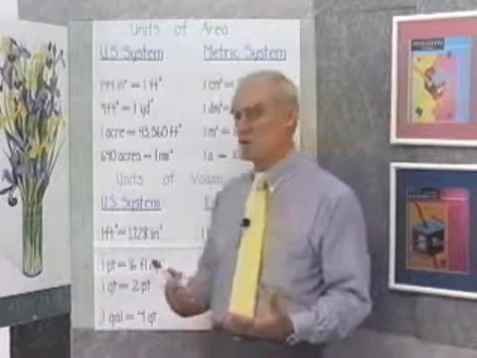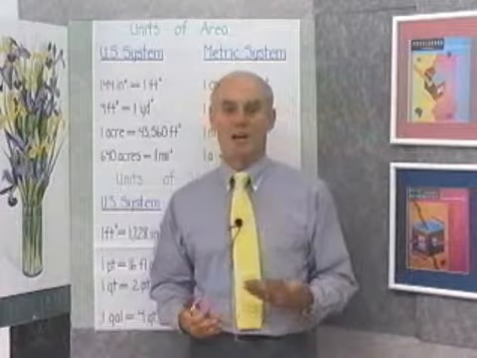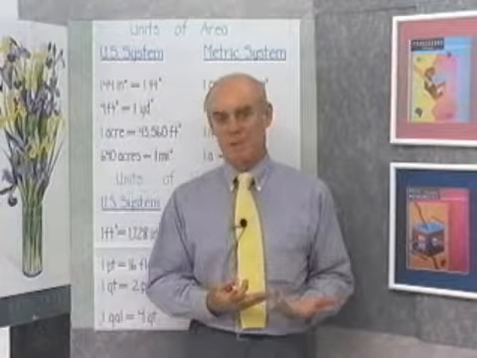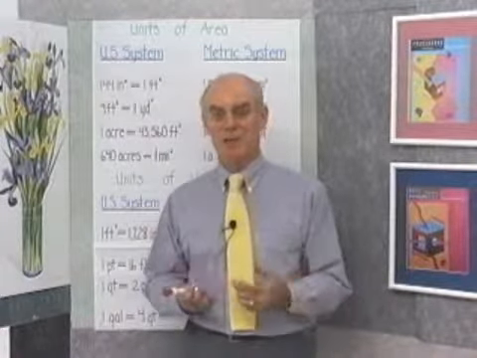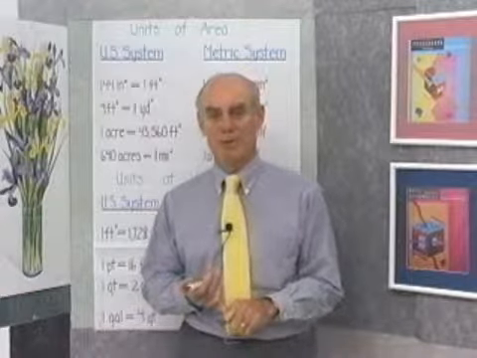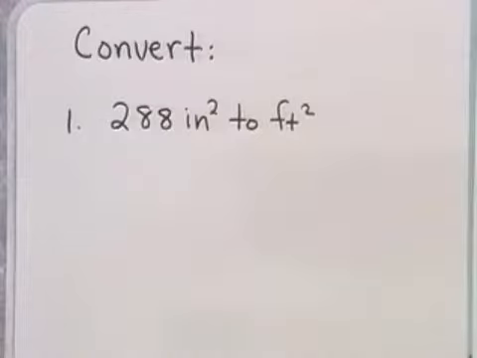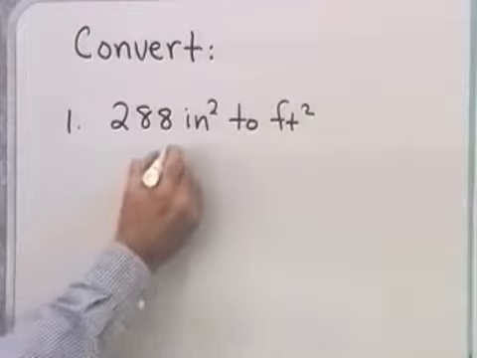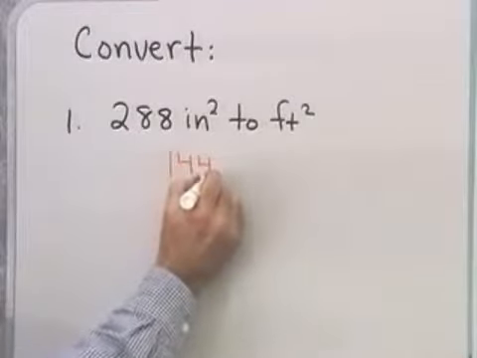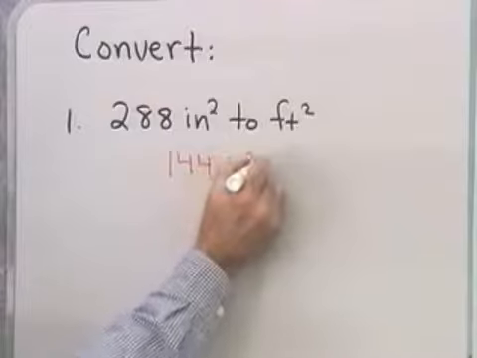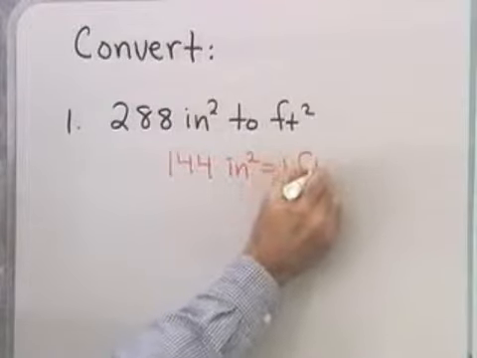So what we want to do is use these units of measure to convert from one kind of unit to another, and the units are going to involve both area and volume. Let's look at our first example. I want to convert 288 square inches into square feet. So the conversion factor that I'm going to use is this. There's 144 square inches in 1 square foot.